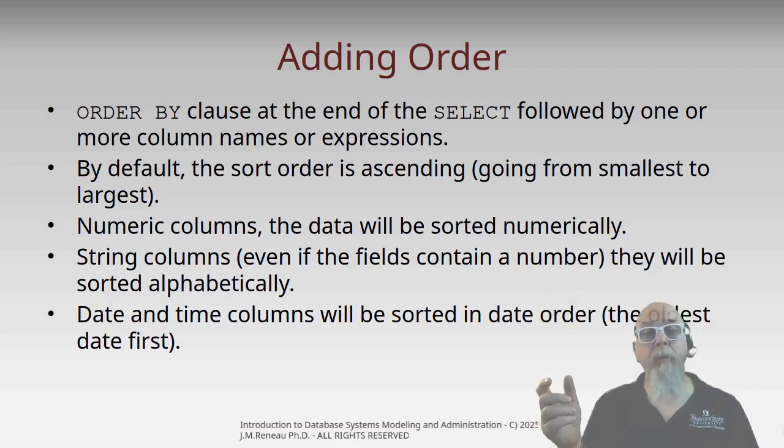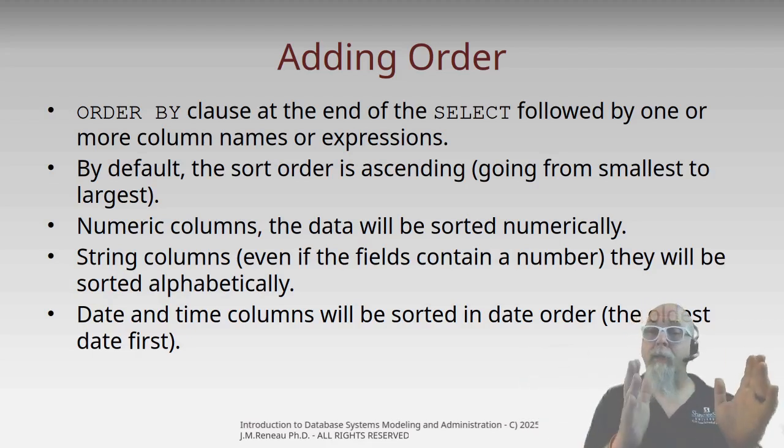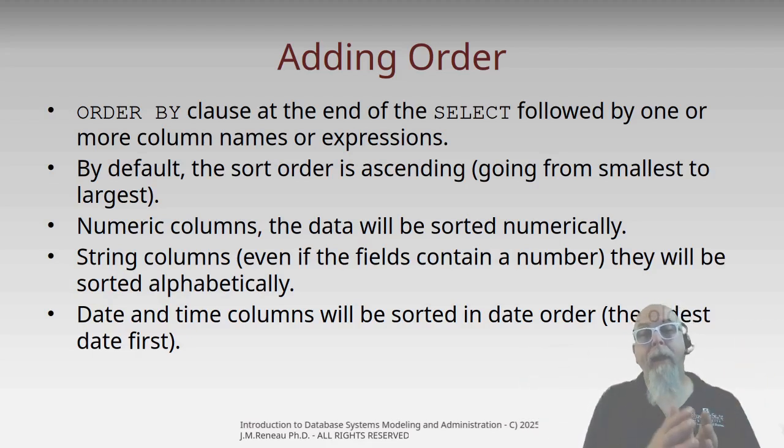Numeric columns will be sorted numerically. String columns, even fields containing a number, will be sorted left justified, or alphabetically, unless your language right justifies, then it would be right justified. And date and time columns will be sorted in date order, because deep inside the database, the date is stored as a number, and so we sort it as a number, even though to us it looks like dates and times. The sort order can also be changed to descending, and we'll see that in an upcoming slide.